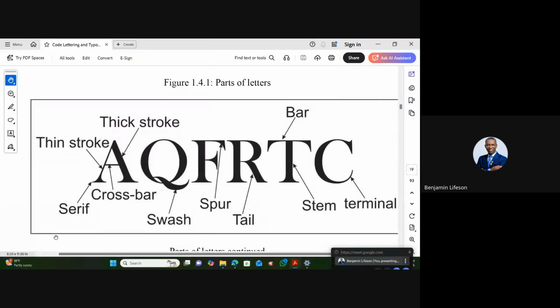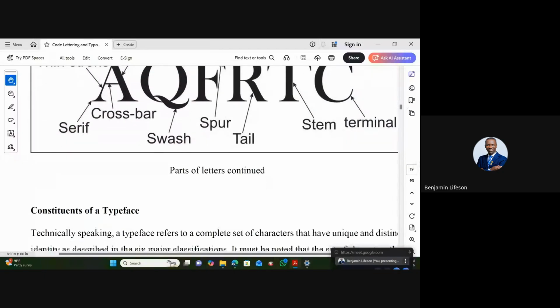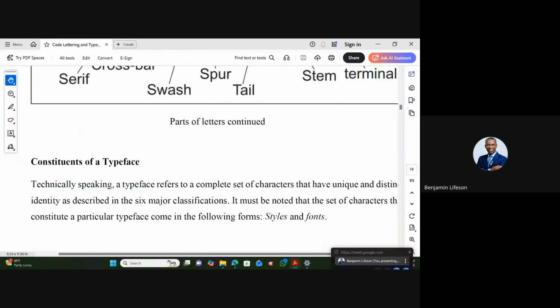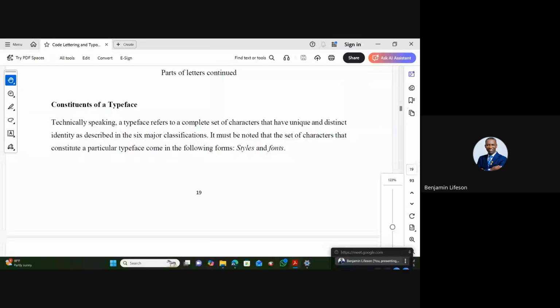So we have the serifs, we have the crossbar over here, we have the swash, we have the spar, we have the tail, we have the bar of the T, then we have the terminal. The terminal, we said, has two serifs, or even before the serifs come, that is what we call the terminal, and we have the stem as the body. So that is the parts of letters.